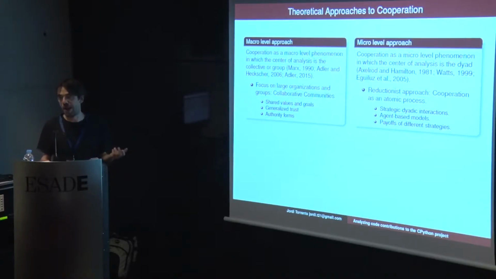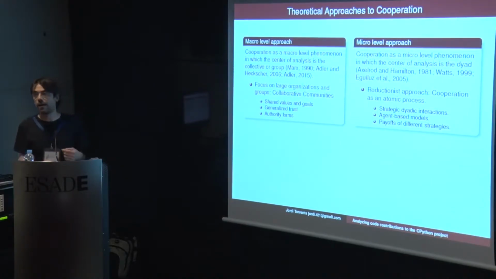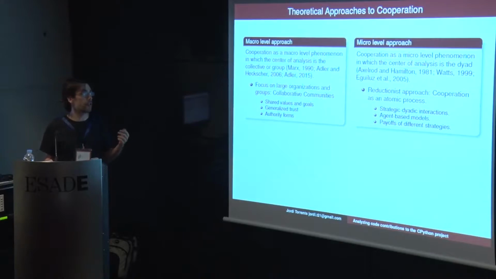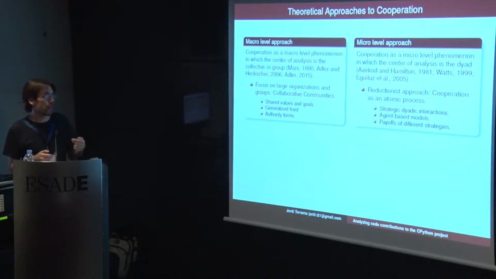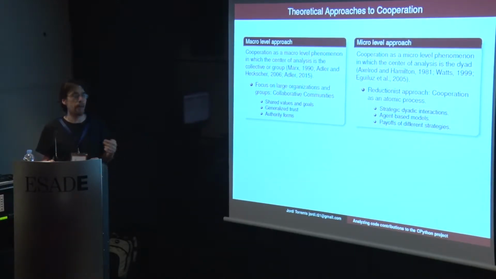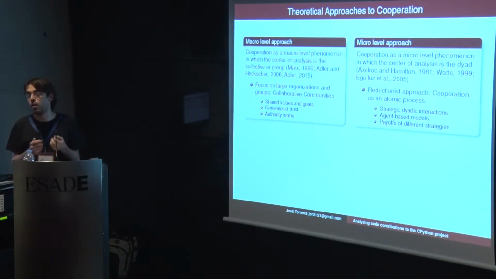So this approach, being a macro approach, focuses on the whole group, like the authority forms that this group has, the trust between the people that work in the organization or the group, and the shared values and goals that this organization has. More recently, the micro-level approach has taken a lot of attention in sociology, and from this point of view, cooperation is thought of as a micro-level phenomenon in which two individuals decide or not decide to cooperate. And this is usually modeled using agent-based models, but it's mainly an individual or dyadic approach.